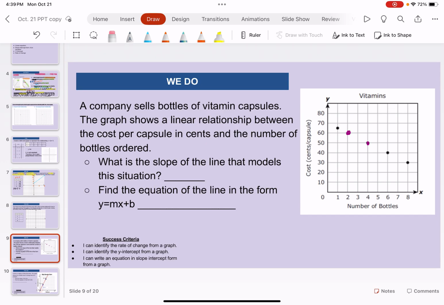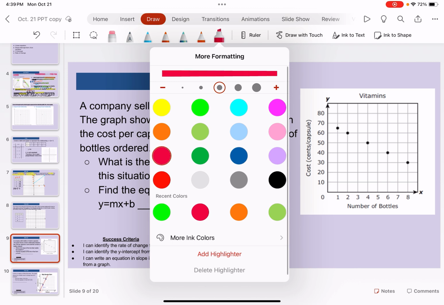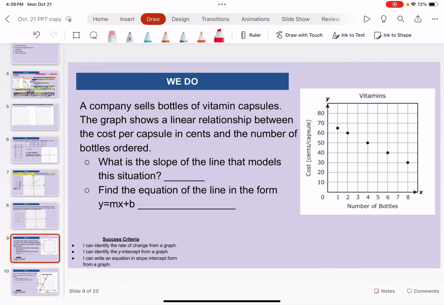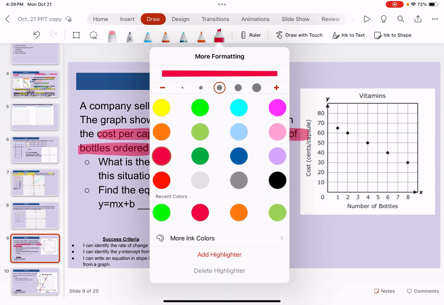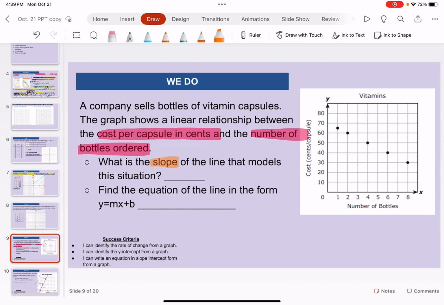So in this case, we're actually given a graph, and we have to find the slope, write the equation. Okay, so this problem is saying a company sells bottles of vitamin capsules. The graph shows a linear relationship between the cost per capsules in cents and the number of bottles ordered. We have to figure out what is the slope of the line that models the situation, and then we have to find the equation in the form of y equals mx plus b. So just looking at the graph, if we had to draw like a line, we can see that it's non-proportional, right? Which is why we're writing a line in y equals mx plus b form.